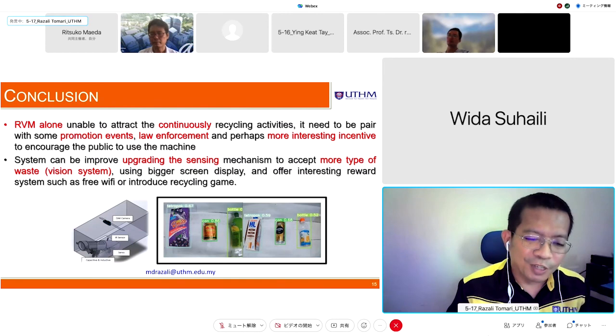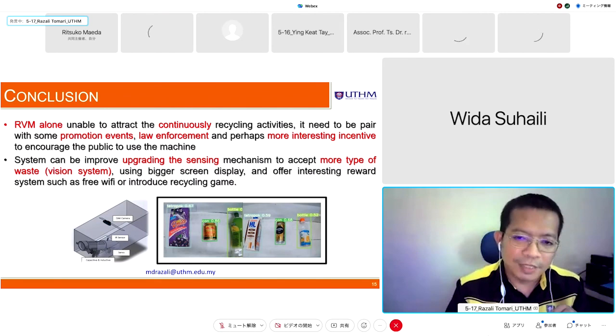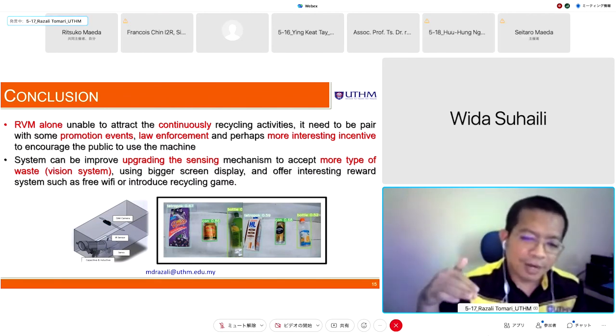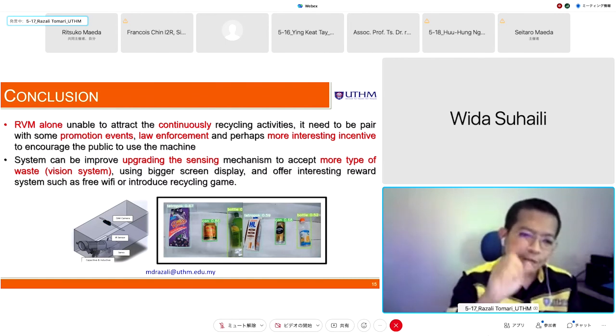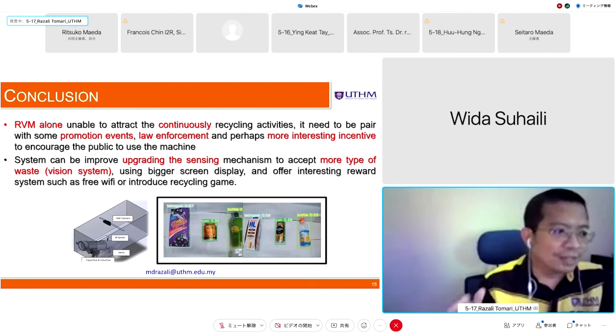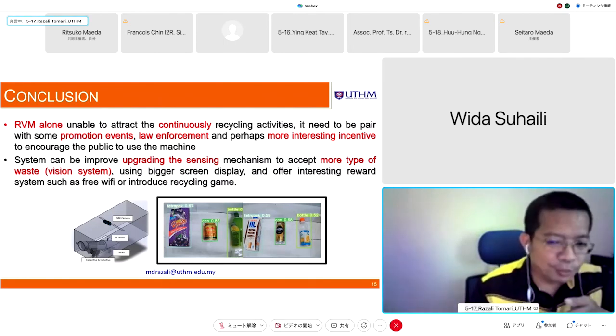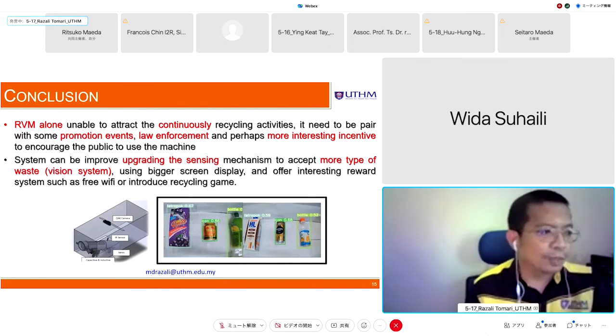But you are right, for this particular tube model, it is able to handle aluminum cans and PET bottles, but unable to handle the Tetra Pak because the Tetra Pak is unable to slide properly inside this particular PVC container. So one of the solutions is that we're currently developing the mini conveyor to make the flow of the recyclable materials much smoother.